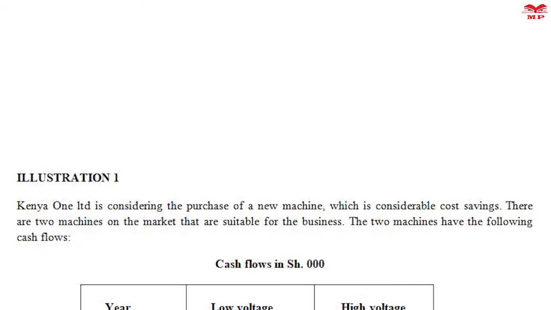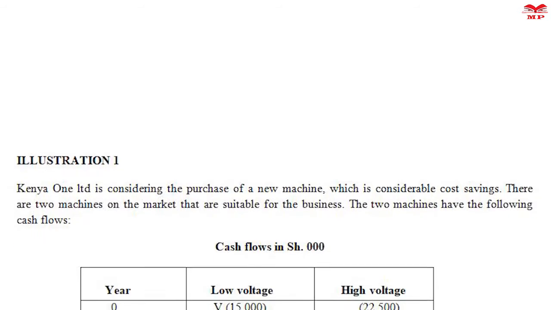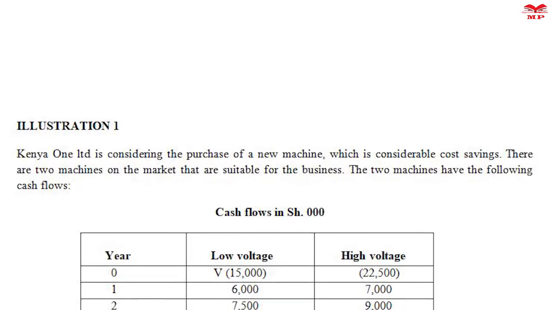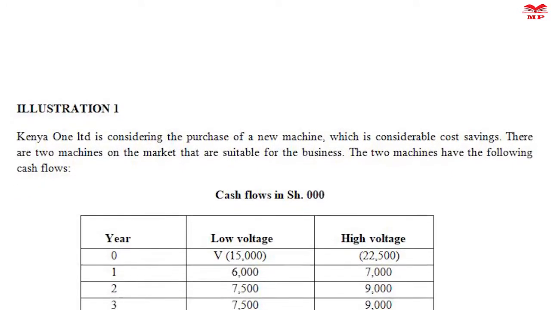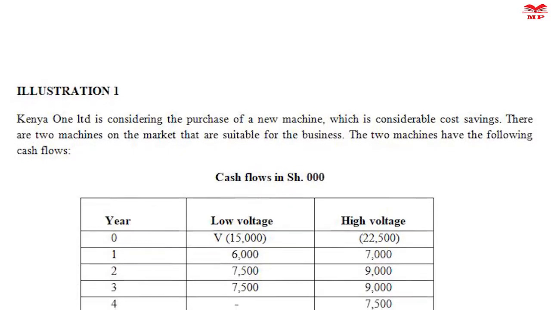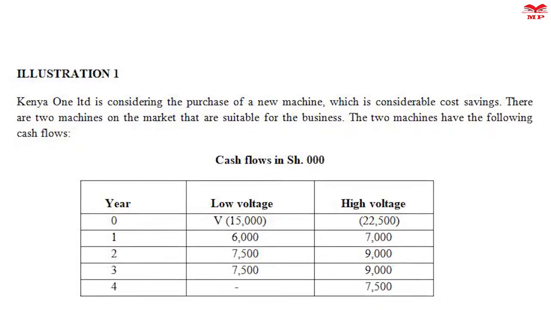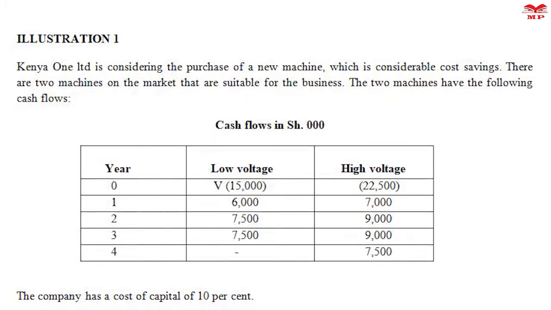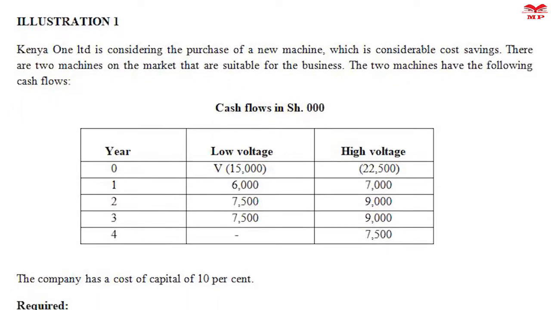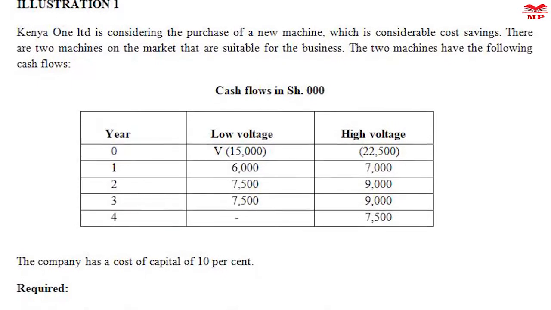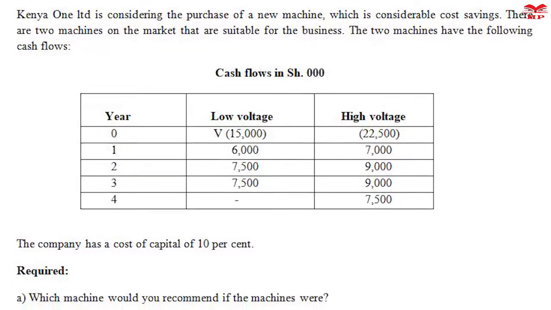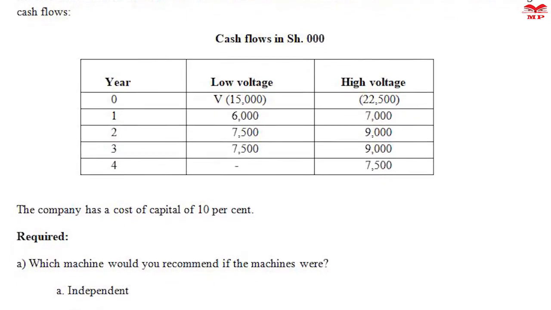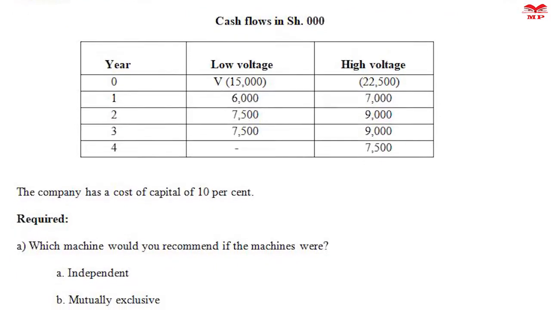There are 2 machines on the market that are suitable for business. The 2 machines have the following cash flows. We have the low voltage and we have the high voltage. We have the year 0, 1, 2, 3, 4, as you can see. For low voltage, we only have year 0, year 1, 2, and 3. But for high voltage, we have year 0, 1, 2, 3, and 4.